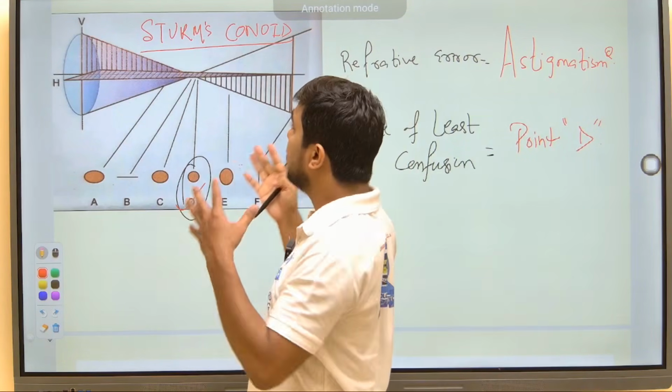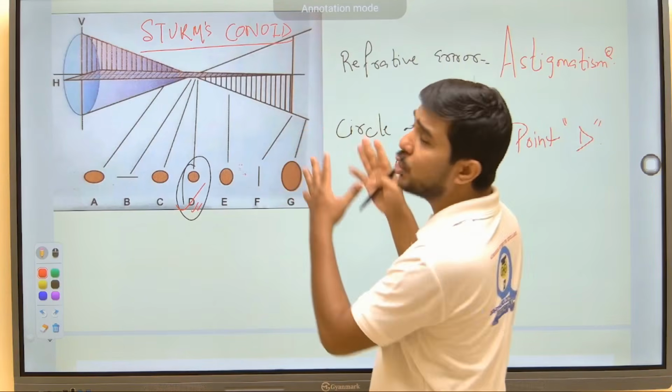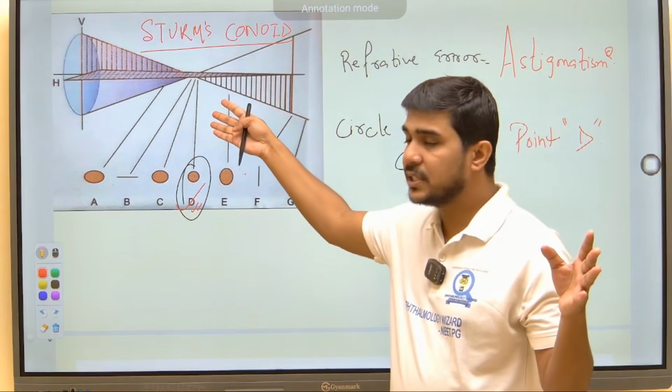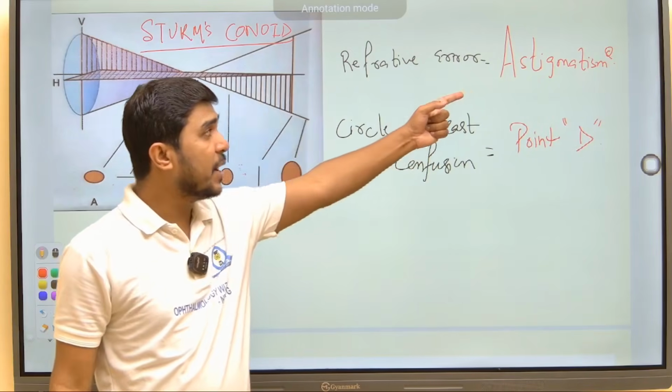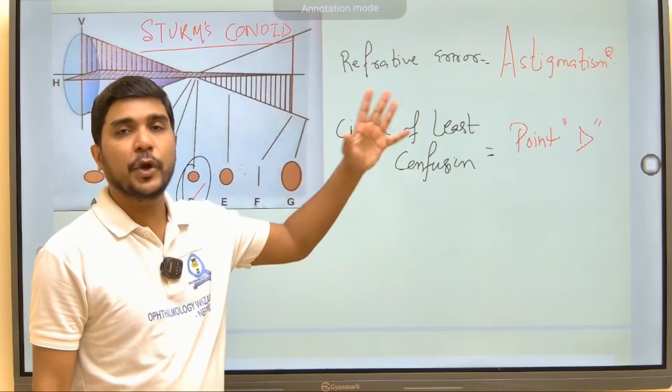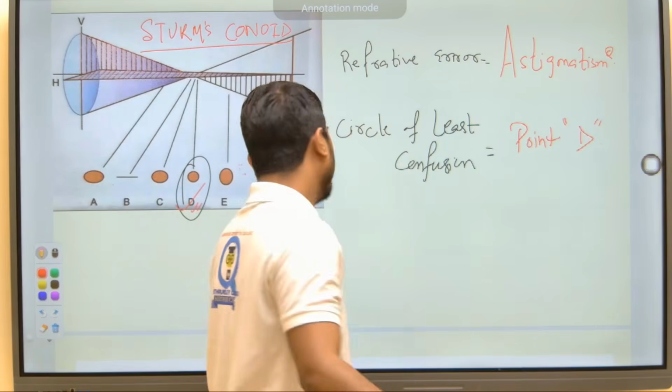So you have to remember that in Sturm's conoid they will ask these 3 questions: what is this Sturm's conoid, what is this refractive error, astigmatism, and the circle of least confusion is point D. That's it. Nothing more than that.